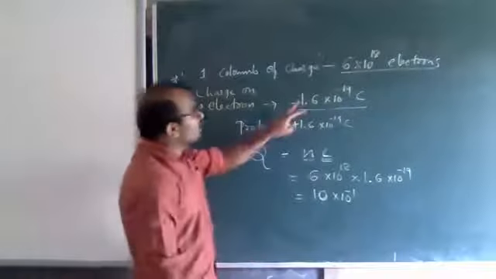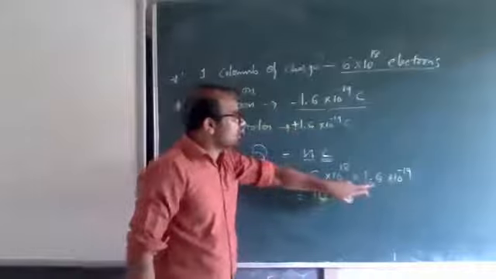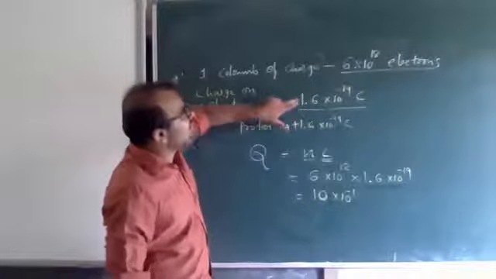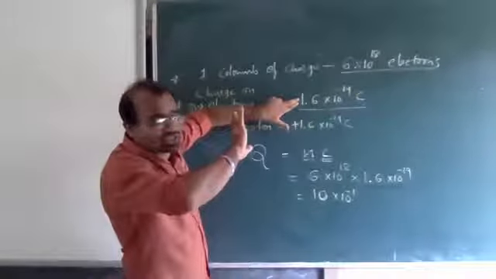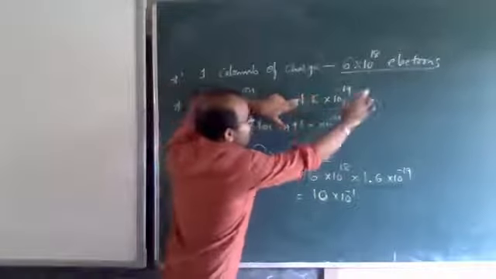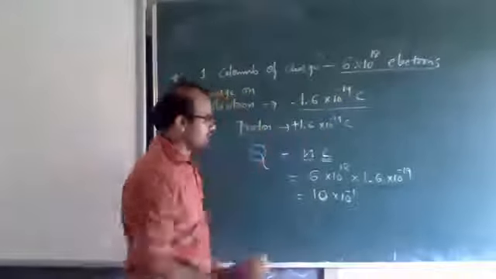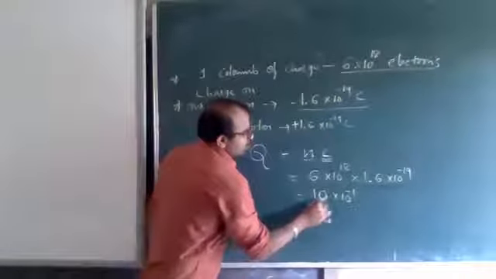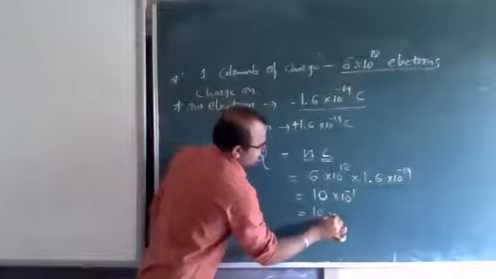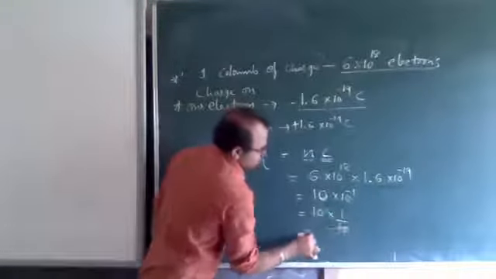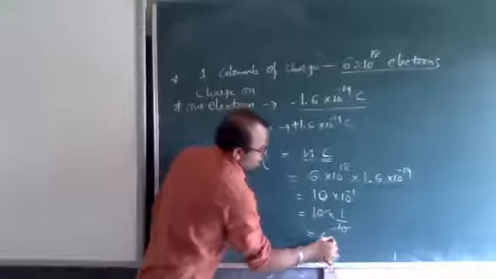See, here we are not considering the minus because we are considering only the magnitude. This minus indicates that it is negatively charged. It doesn't mean that this value is negative. This minus indicates it's negatively charged. That's it. So 10 into 10 to the power minus 1 can be written as 10 into 1 by 10. So we will get 1 coulomb.